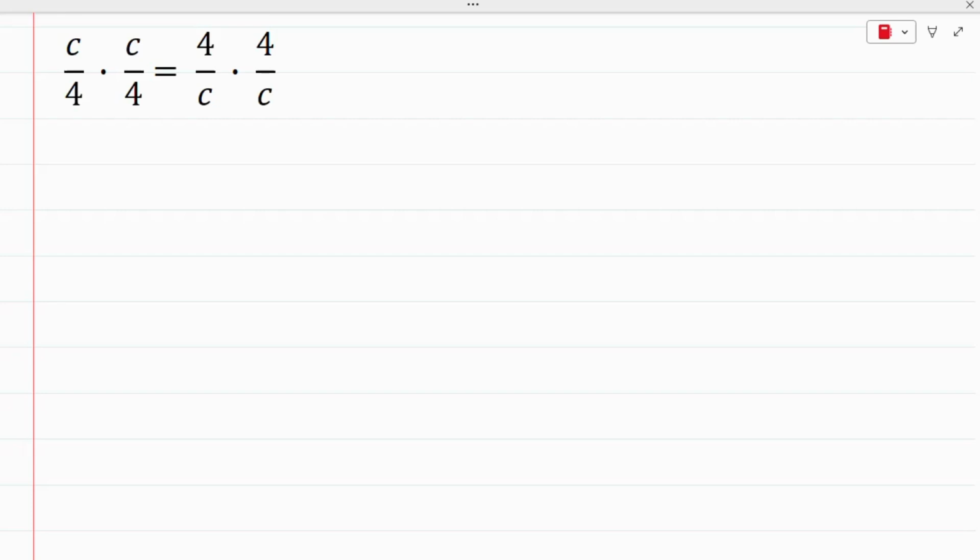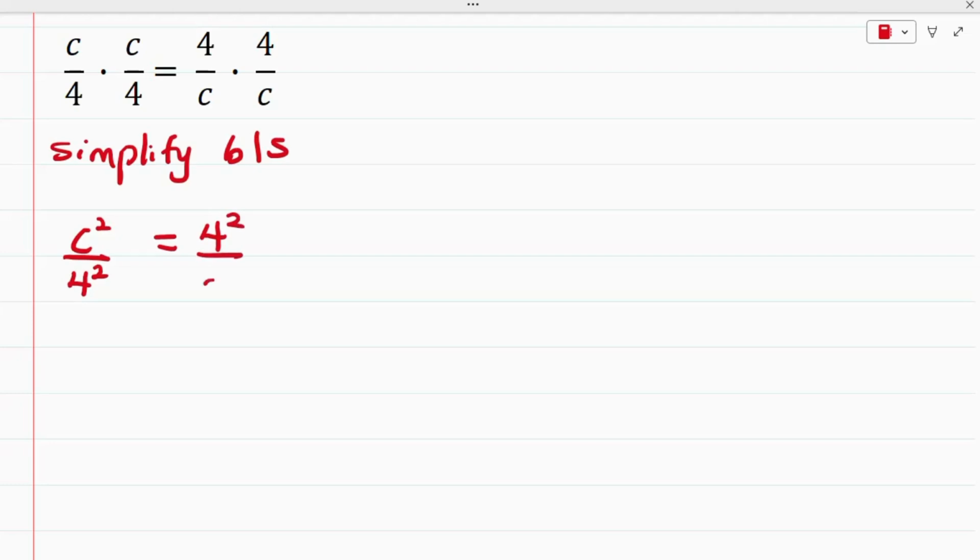Right here we have this nice Math Olympiad problem. We have to look for the value of C. So the first thing guys we want to do right here is to simply simplify both sides. So simplifying both sides, we have that C multiplied by C is going to give us C squared over 4 multiplied by 4. We can write this to be 4 squared, which is equal to 4 squared over C squared.